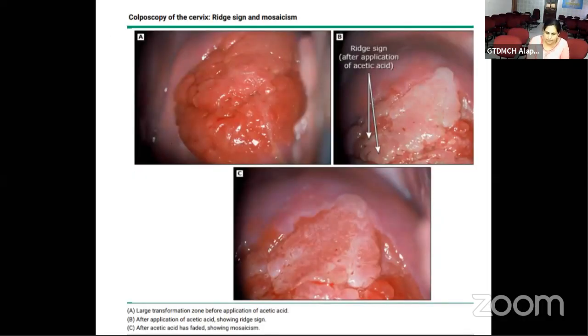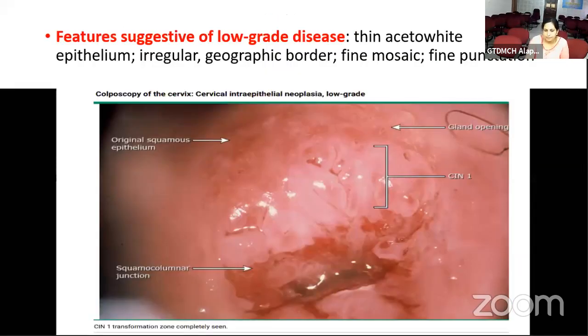So here, this is a colposcopic view of an unhealthy cervix. Here you can see the ridge sign and mosaicism after the application of acetic acid. There you can see the red inflamed areas. This is a feature of low-grade disease: thin acetowhite areas in the epithelium, irregular geographic borders, and fine mosaic and fine punctation.